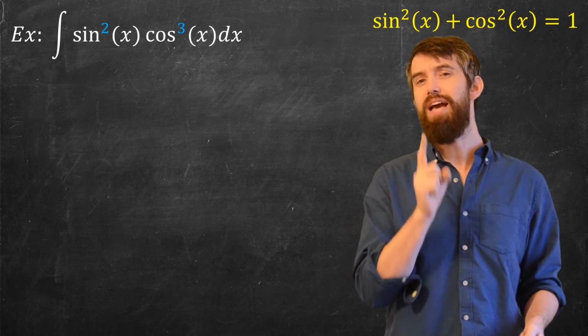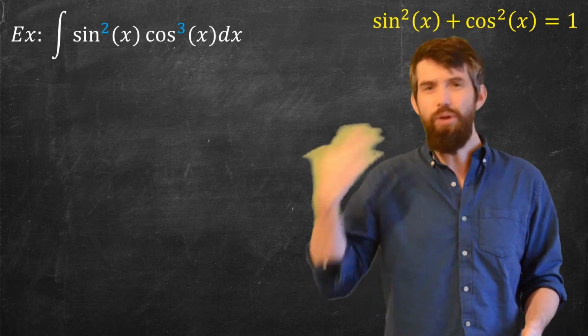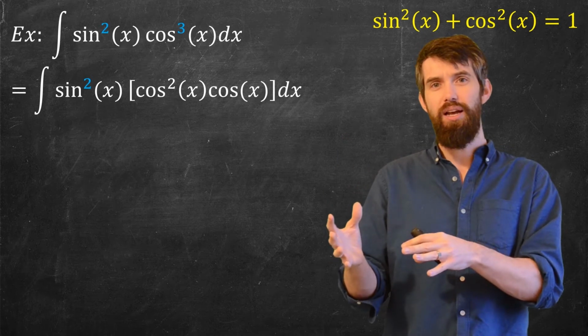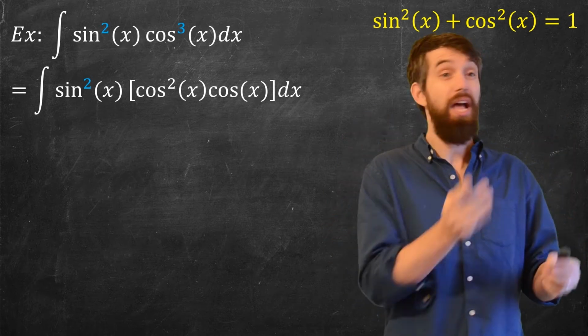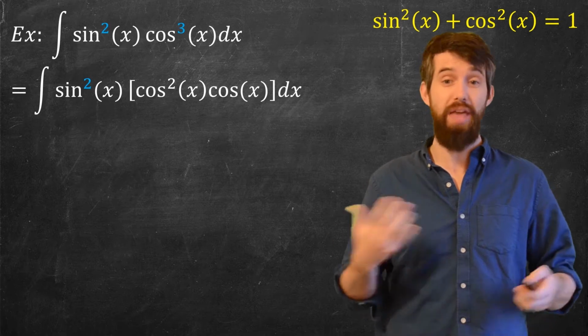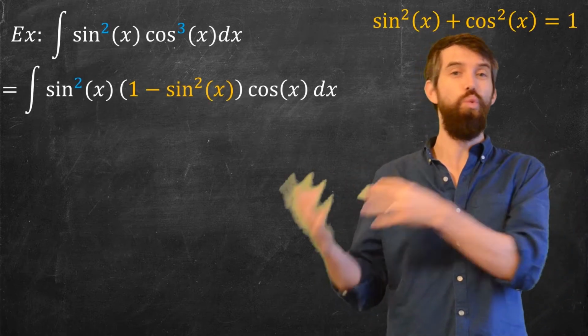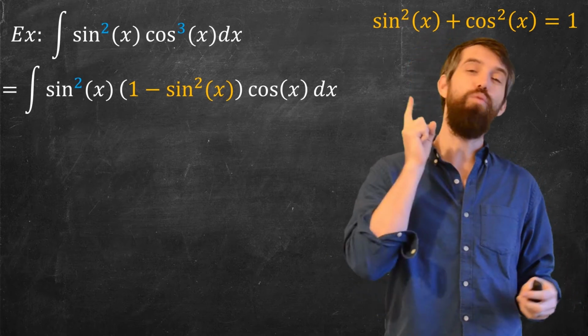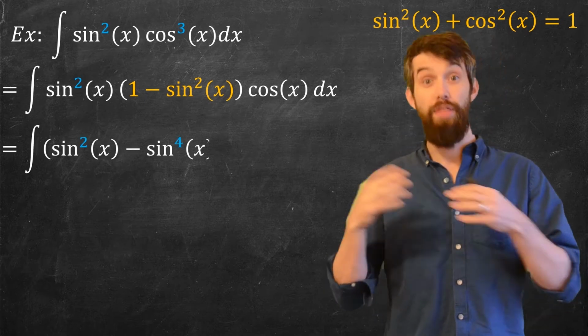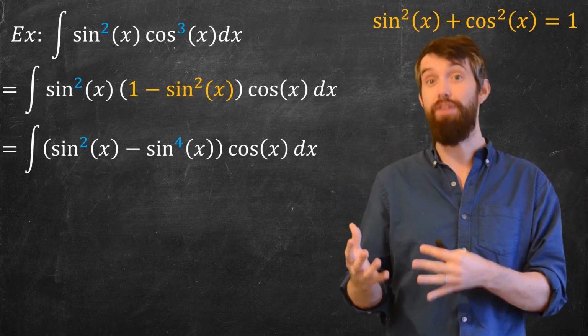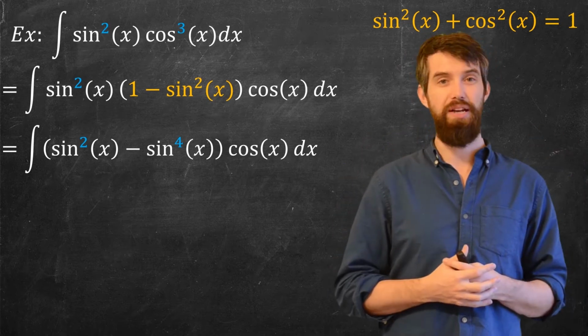However, if I take that cos cubed, and I rewrite it as a cos squared times a cos, I can take two of the cosines and manipulate them by the identity. That is, I'd have the initial sine squared, then the next cos squared would turn into 1 minus sine squared, and then I have 1 more cos of x dx. Then I can clean it up even more, sine squared minus sine to the 4th of x, all multiplied by cos of x dx.